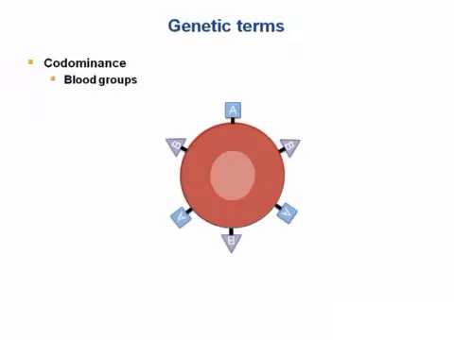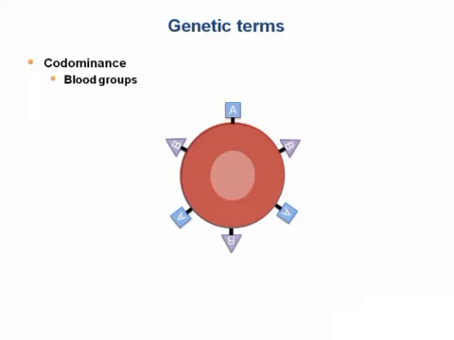Just like most things in medicine, genetics has a set of terminology that you should be familiar with. Let's get right into it. Codominance occurs when neither of two alleles are dominant or recessive, but both contribute to the phenotype in a heterozygote. An example would be blood types.